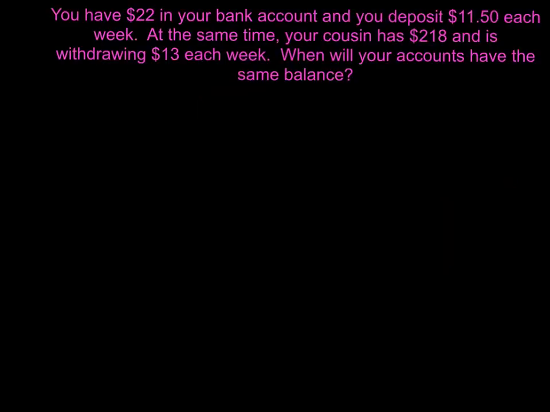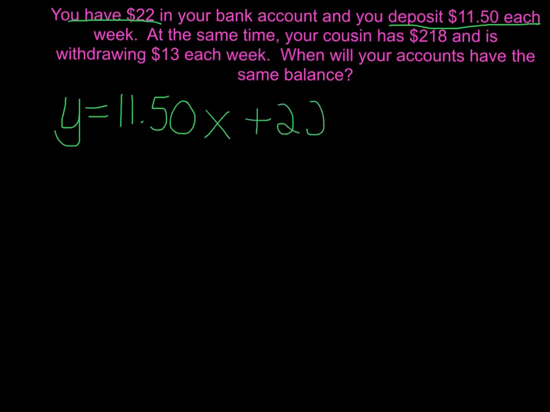Alright, so here's the first example. You have $22 in your bank account and you deposit $11.50 each week. So you already have $22, that's what you start with, and then you deposit, or you add, $11.50 each week. So you can stop right there after the first sentence and we can write our first equation. y equals, let's see, the slope is $11.50, the rate of change, $11.50 each week, and then we start with $22.